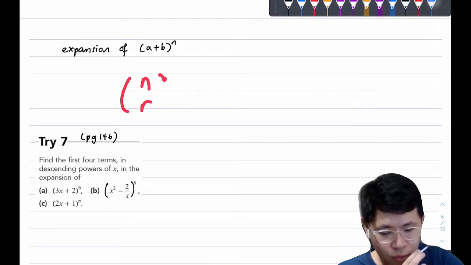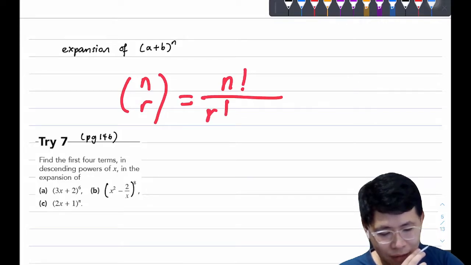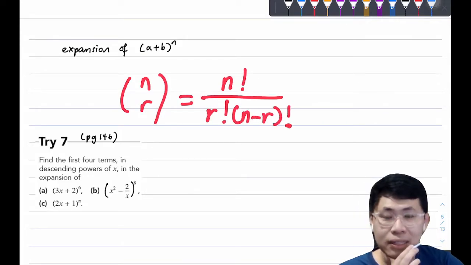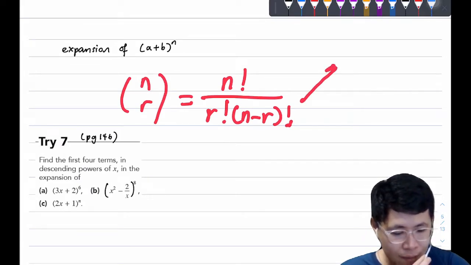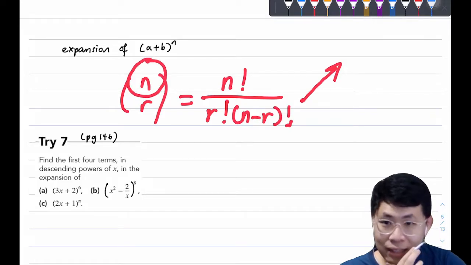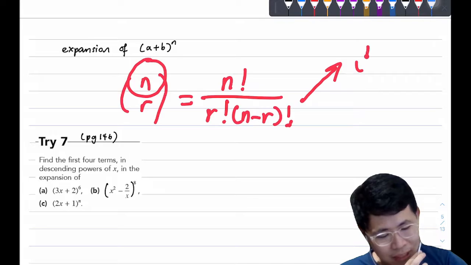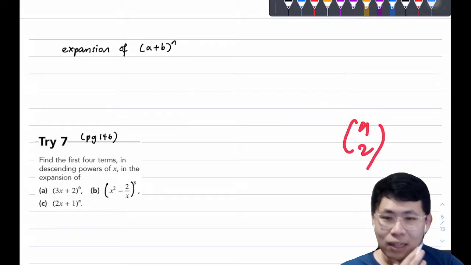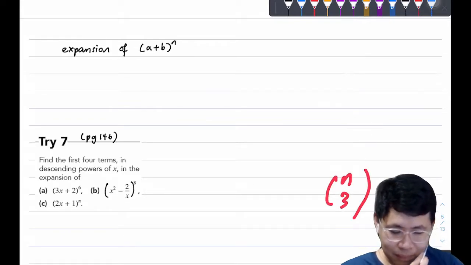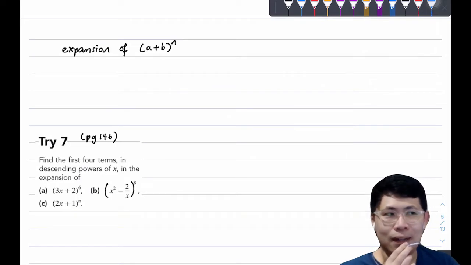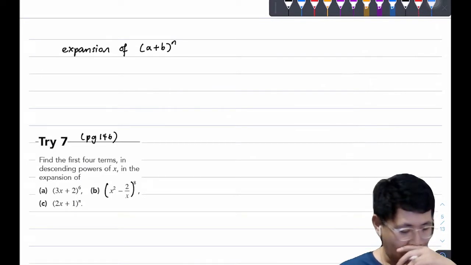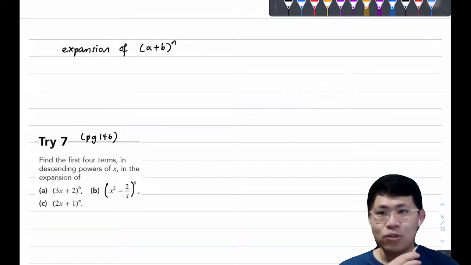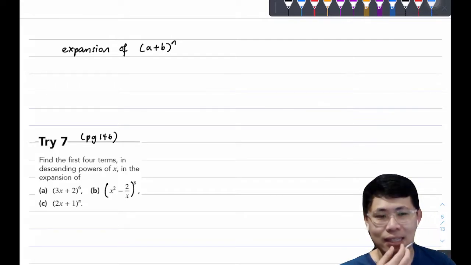We also did n choose r. n choose r is n factorial divided by r factorial times n minus r factorial, and this formula is given on the formula page. We need to know how to use this, namely when the power of n is unknown. So we will need n choose 0, n choose 1, n choose 2, and up to n choose 3. Otherwise, don't worry too much; we just need to know up to n choose 3 when n is unknown.